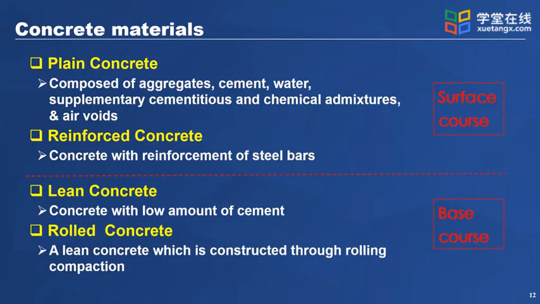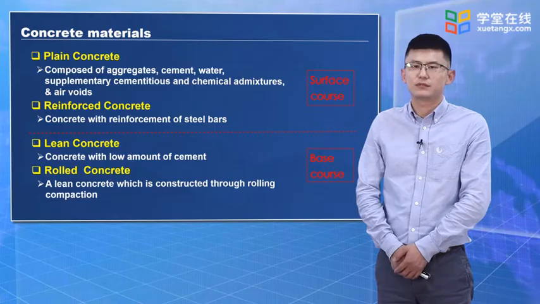So concrete materials, if they are used for the base, we can use the lean concrete and the rolled concrete. So what is the lean concrete? That is a concrete with a low amount of cement compared to the plain concrete. And the rolled concrete is a lean concrete which is constructed through rolling compaction. So this is for the base course.